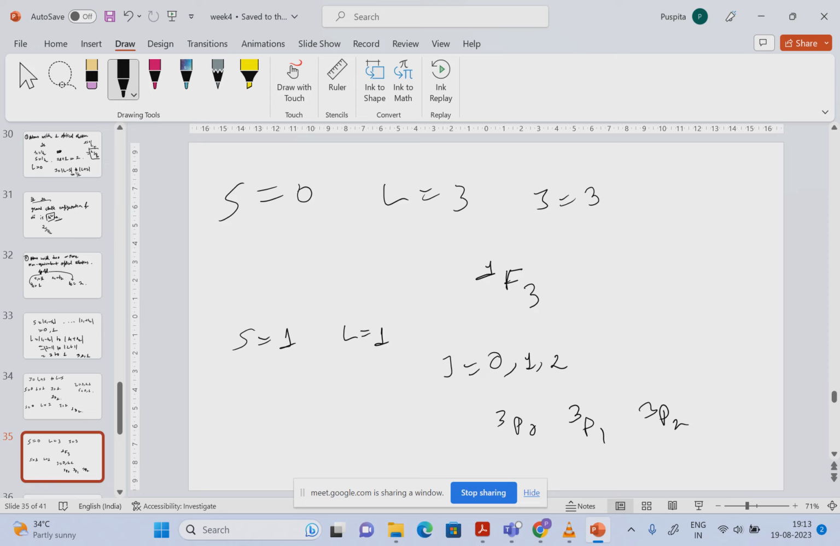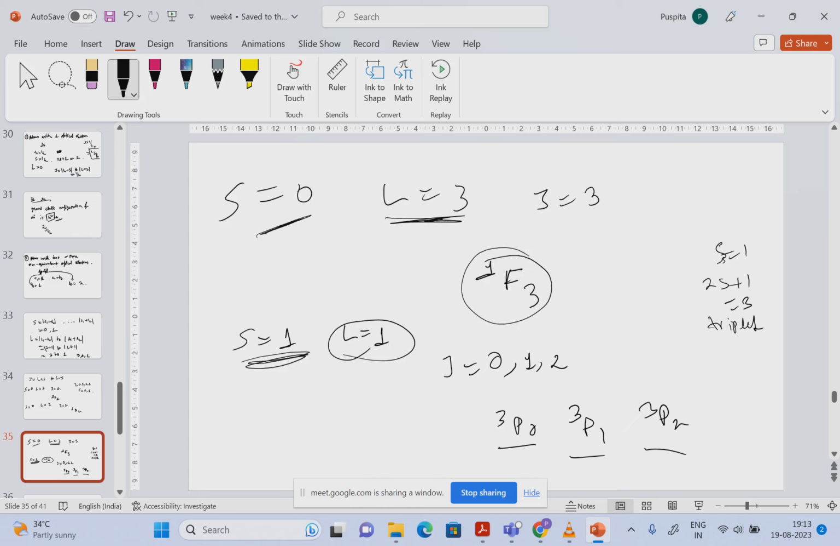So now, when S is equal to 1, 2S plus 1 is equal to 3, we call it a triplet term. Whenever S is equal to 1, whatever the value of L, for that L value we get 3 terms. Whatever the value of L, when S is equal to 0, we get only 1 term. So that's why this is called singlet. And when 2S plus 1 is equal to 3, this is called triplet.